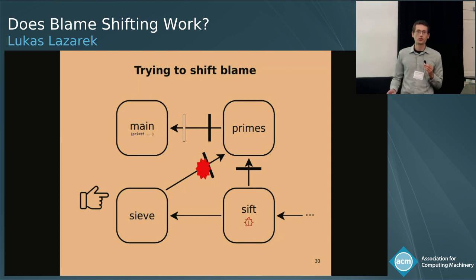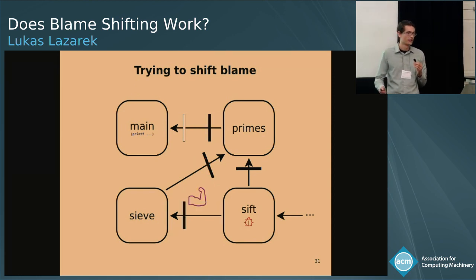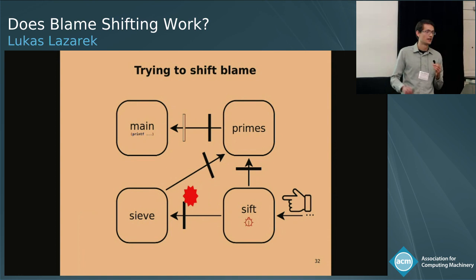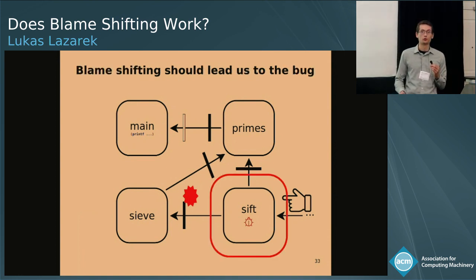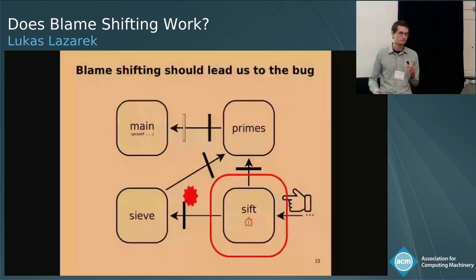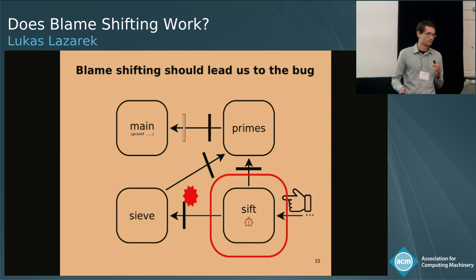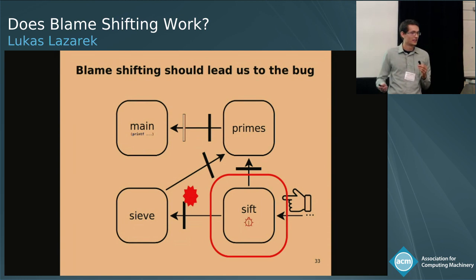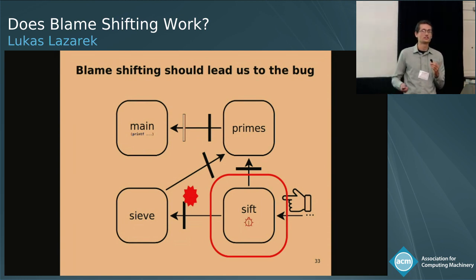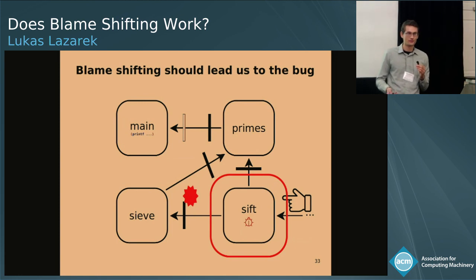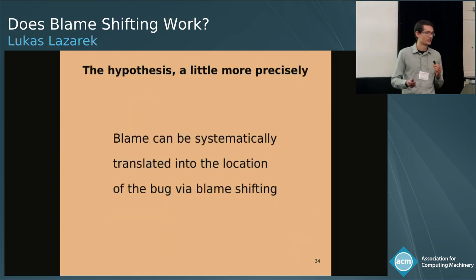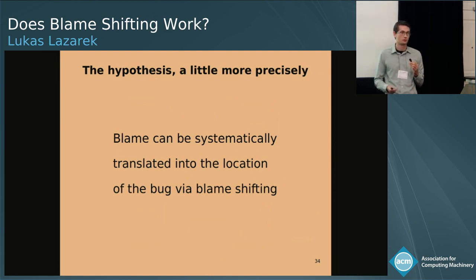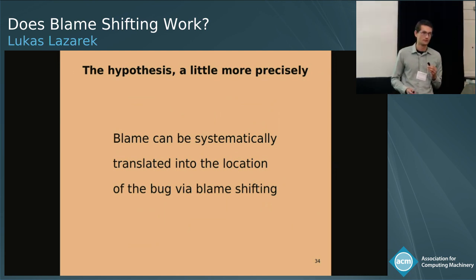So we can repeat this process and attempt to shift the blame again, strengthening a contract around sieve, and shifting the blame to the sift component. And now the blame is on the component with the bug that we're interested in finding. So the idea here, suggested from those quotes that we saw earlier, is that blame shifting gives us a way to systematically relate blame and bugs in programs. So we can refine our hypothesis to say that blame can be systematically translated into the location of the bug in a program via blame shifting.